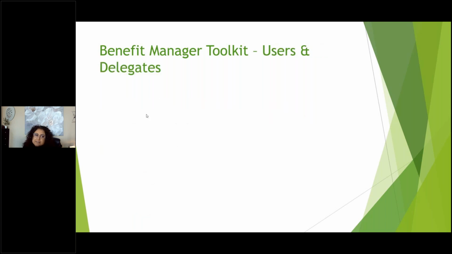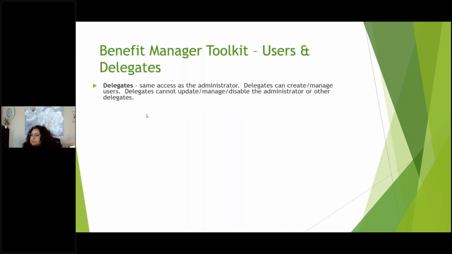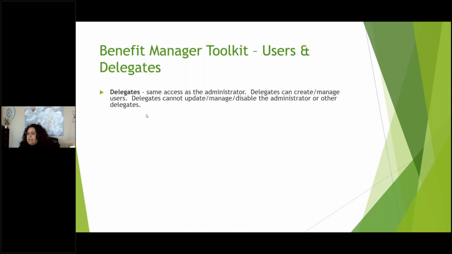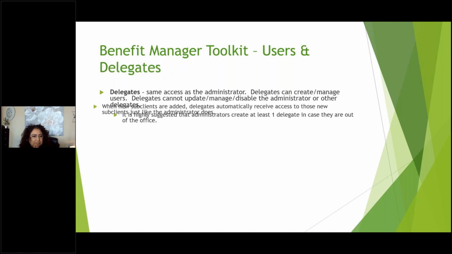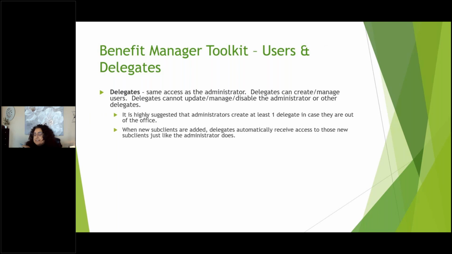So let's talk about user access. There are two different types. There's the delegate, who basically has the same access as the admin. They can do everything the admin can do with the one exception: they cannot manage the admin. So they're not able to disable the admin's access or update any access for the admin. Can't do any of that. But they can basically do everything else. They can assign user access to other people within the group.